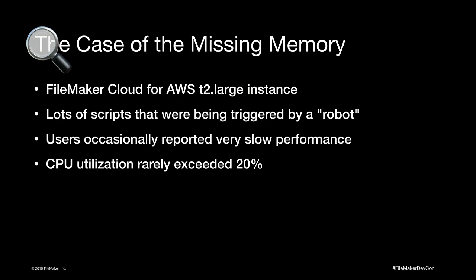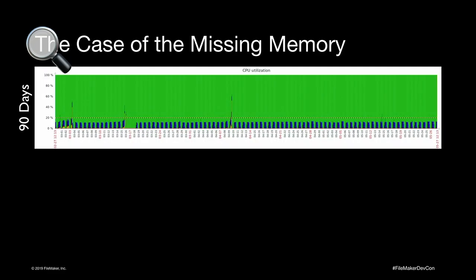Occasionally users would report really slow performance in FileMaker Pro. It didn't happen very often. Their usage followed pretty steady patterns on most days, but occasionally it would just spike up and it would be very slow from their perspective. But most of the time, the CPU utilization rarely got up to 20% for any sustained period of time.